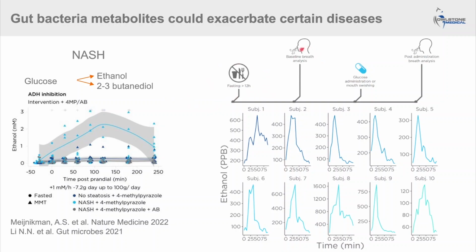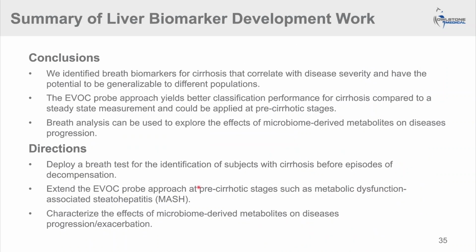To achieve this, we fasted subjects overnight, then performed a baseline breath collection, followed by glucose administration, and then post-administration breath collection up to 90 minutes. So here we can see 10 healthy subjects that we enrolled, and we found that after glucose administration, all the subjects showed a spike in breath, and we can clearly see compared to the baseline here. Although some early spikes around 15-20 minutes are probably ethanol generated from the oral cavity.